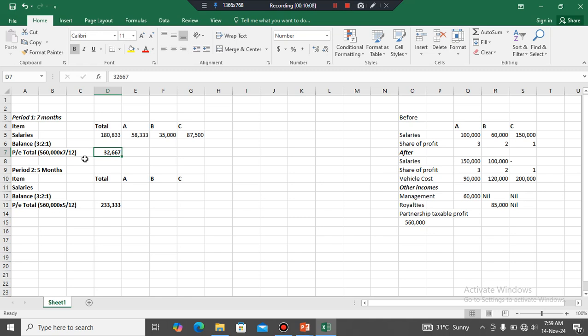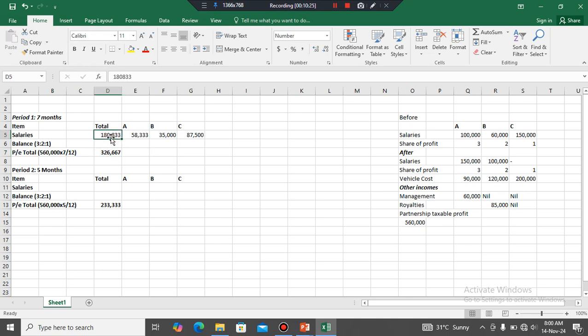560,000 multiplied by 7 divided by 12. It's supposed to be 326, not 330. So it's supposed to be 326 here. I just skipped a 6. Okay, human error. So now we need to find the balance.